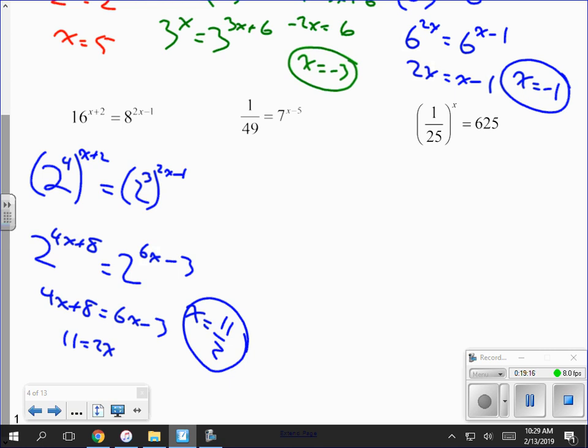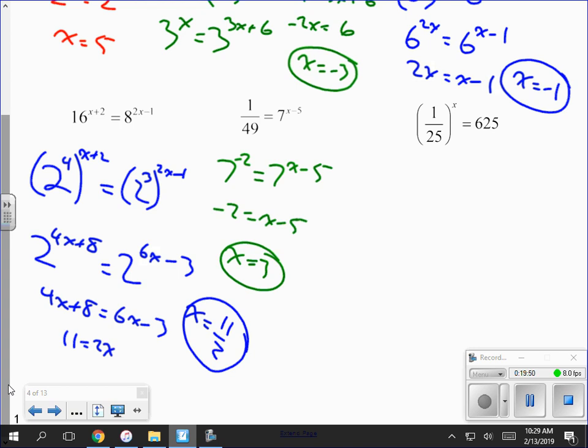Next one. Can I write 1 over 49 as a power of 7? Yeah. Because 49 is 7 to the what power? 2. 1 over 49 is 7 to the negative 2. Equals 7 to the x minus 5. So that means negative 2 equals x minus 5. Add 5 to both sides. x equals 3.